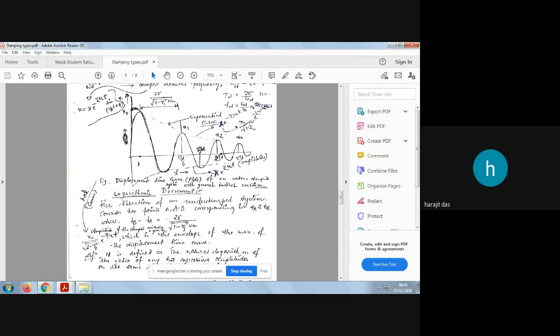So let's say we have two points, point A and point B. At these two points you are able to find out the amplitude, because you have the expression for this one: x naught under root 1 minus zeta square e to the power minus zeta omega n t.